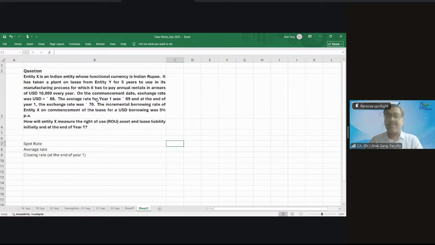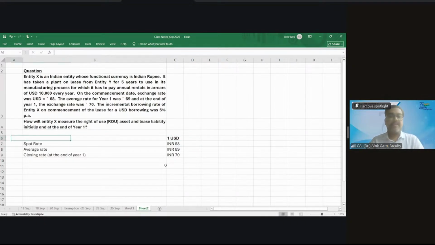A spot rate is given for 1 US dollar. What is the rate? 1 US dollar is equal to INR 68. And what about the average rate? It is INR 69. And what about the closing rate? INR 70. These are the rates which are given.